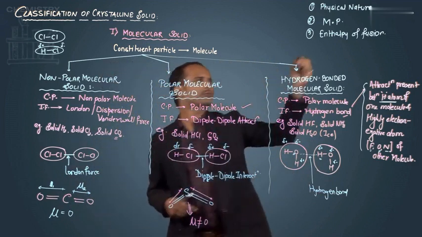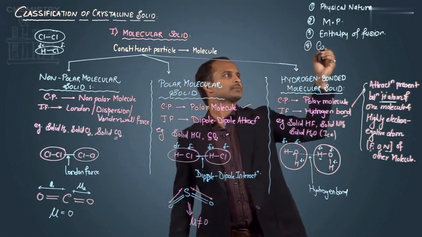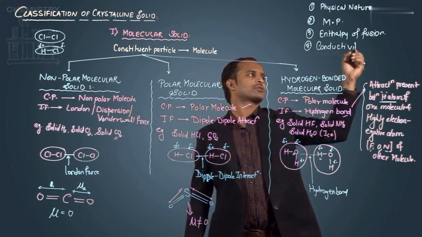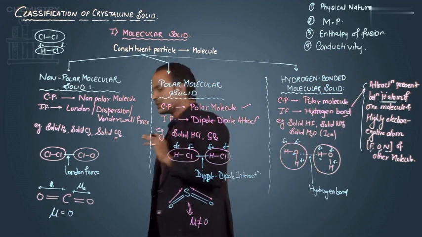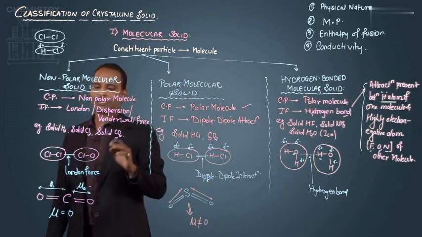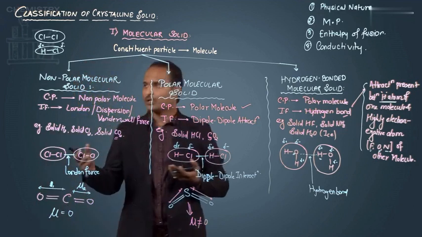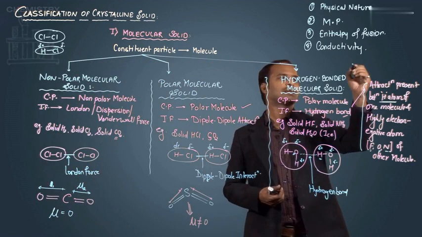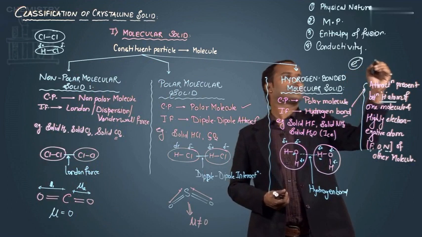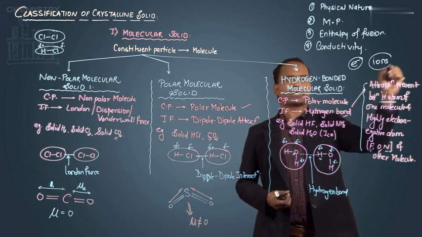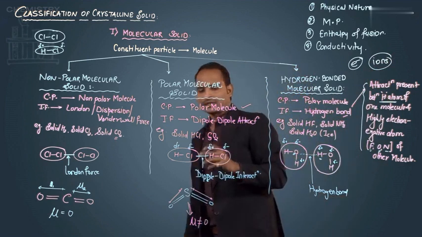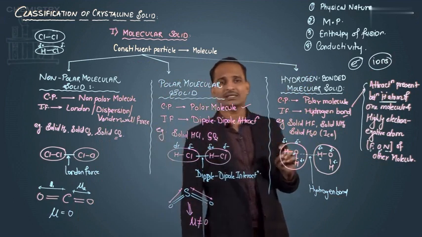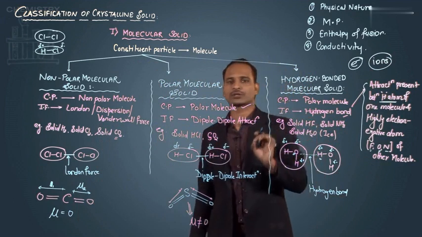Then after enthalpy of fusion, the fourth property is conductivity: whether they are good conductors of electricity or not. I will say that molecular solids are bad conductors of electricity, whether non-polar, polar or hydrogen bonded, because for conducting electricity either electrons or free ions are required. Here they do not have any free electrons, and they do not have free ions in a solid state. Here we are talking about a solid.